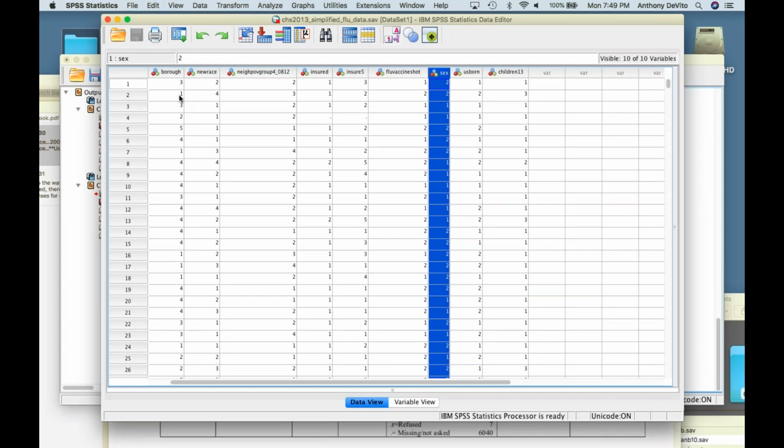What if I wanted to compare the average age of people in the different boroughs? How many boroughs are there? 5. Your categorical variable has 5 values. If I was comparing the average age of people in the 5 boroughs, I'd have to compare 5 averages. Too many for the t-test. I'd have to use the analysis of variance because that allows me to compare the average for more than 2 groups. Right? So you use analysis of variance there.